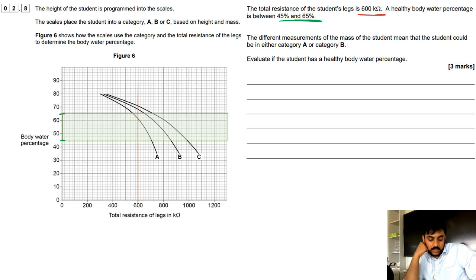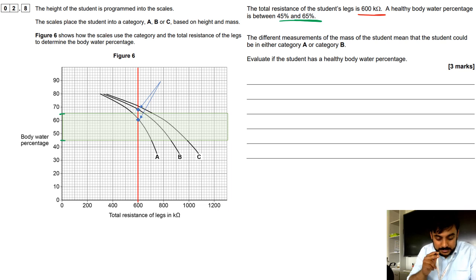Again, I've used animations. Looking at the red line, I can see that the red line meets the category A, B, and C values at the points shown. And these blue dots show the points where A and B are meeting the red line. I haven't bothered with C because we know the student isn't in category C. Now we see that if the student is in category A, they lie within the green box. If the student is in category B, they lie outside of the green box.